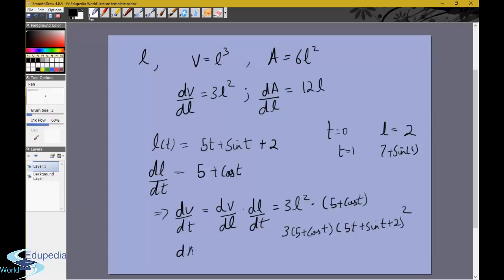Similarly, dA by dt, the rate of change of area, will be dA by dL times dL by dt. The chain rule gives 12L, which is 5t plus sin t plus 2, 12L multiplied by dL by dt, which is 5 plus cos t.